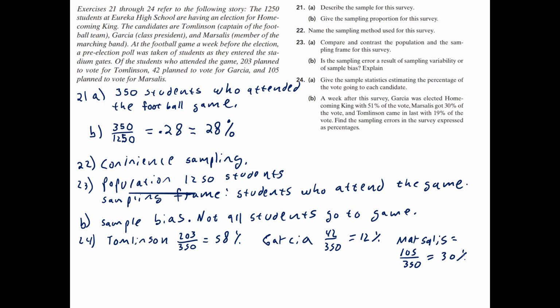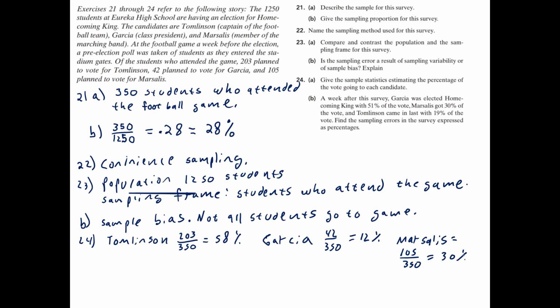A week after the survey, Garcia was elected homecoming king with 51% of the vote. He only got 12% in our survey. Our survey was not very good because it was at a football game. Okay. Marcellus got 30%. Well, that's the same of the vote. And Tomlinson came in last with 19% of the vote. Find the sampling errors in the survey expressed as percentages.